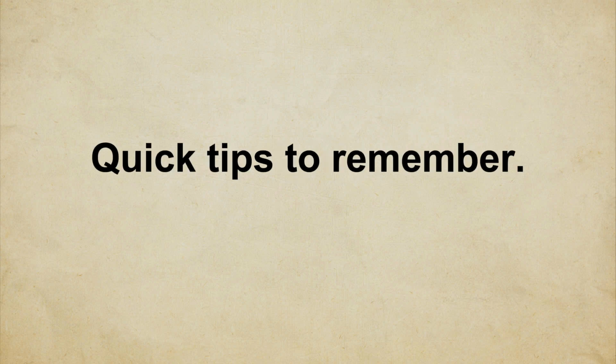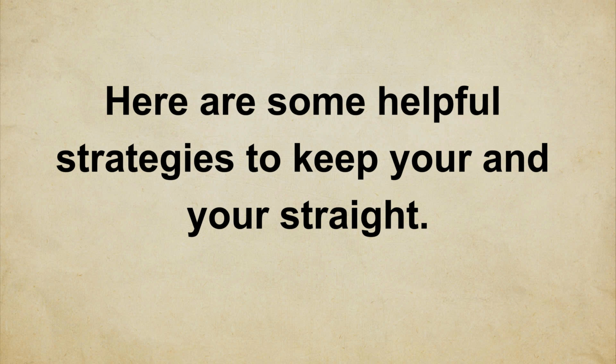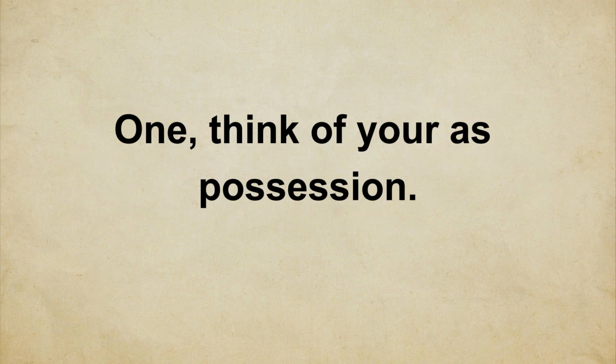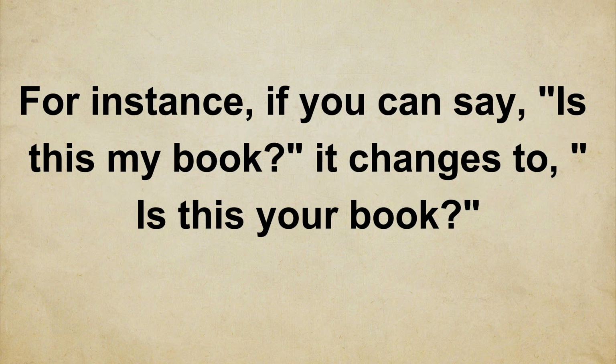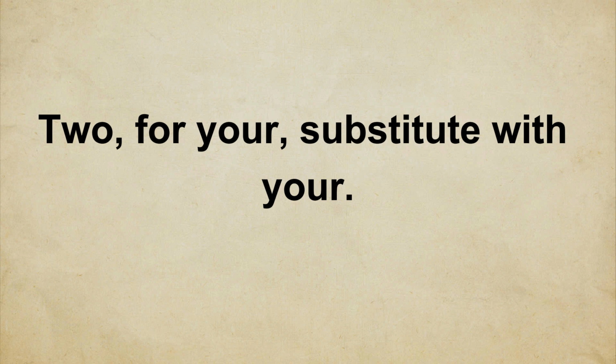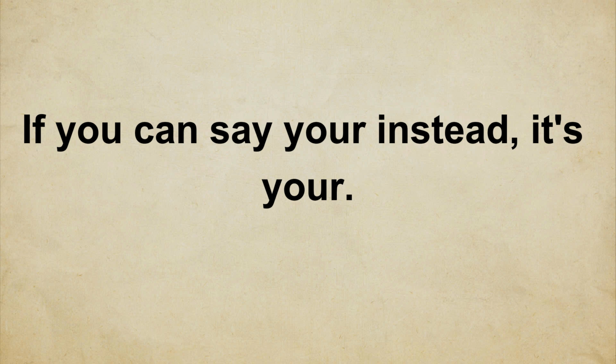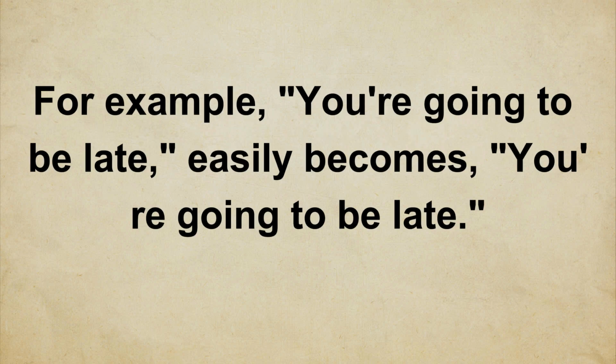Quick tips to remember. Here are some helpful strategies to keep your and you're straight. 1. Think of your as possession. If you can replace your with my, then it's probably your. For instance, if you can say, "Is this my book?" it changes to, "Is this your book?" 2. For you're, substitute with "you are." If you can say "you are" instead, it's you're. For example, "You're going to be late" easily becomes, "You are going to be late."